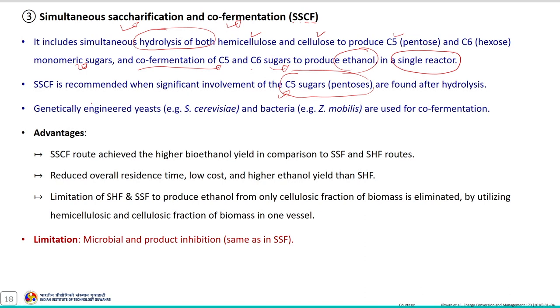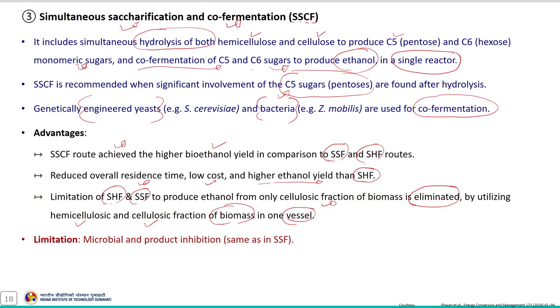and the co-fermentation process. In this process, genetically engineered yeast and bacteria are used for the co-fermentation purpose. And advantages of this process include higher bioethanol yield in comparison to the previous two processes, reduced overall residence time, low cost and higher ethanol yield than SHF. The limitation of SHF and SSF to produce ethanol only from the cellulosic fraction of biomass is eliminated by use of this process. Here it can utilize hemicellulosic and the cellulosic fraction of biomass in one vessel and convert into ethanol. The limitation of this process, the microbial and product inhibition, is one of the limitations of this process as well.